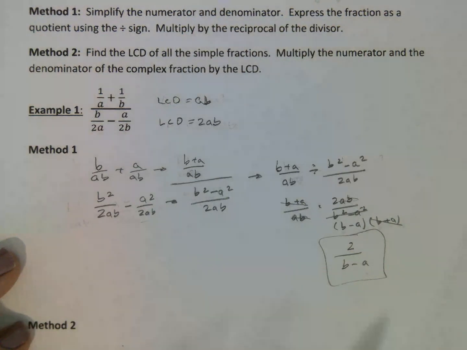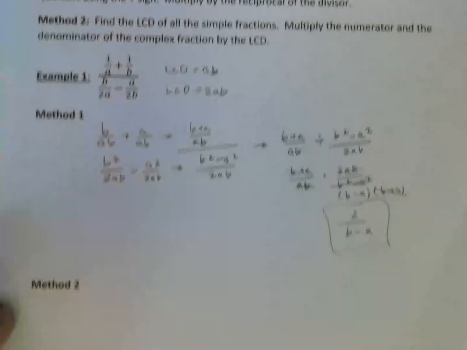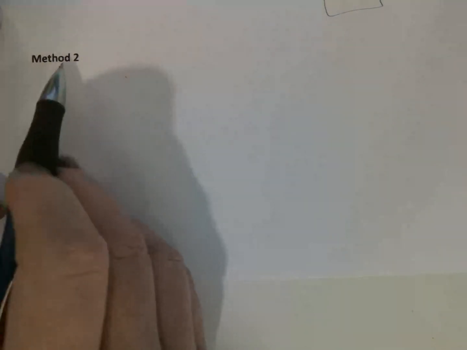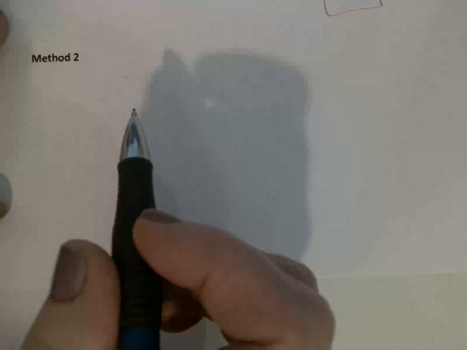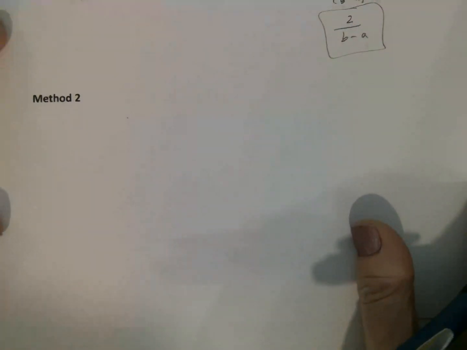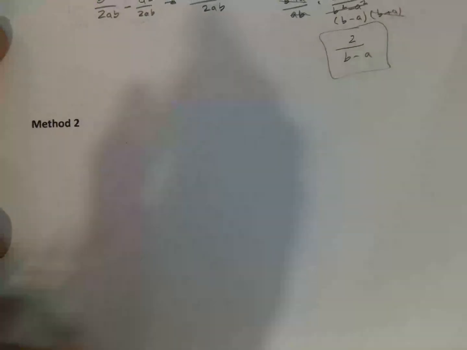And this is what I ended up with. Okay, the second method, let me move this up here, is very similar. The first thing you're going to do, though, is find the least common denominator of all the simple fractions. So I'm going to go ahead and rewrite this so you can actually see it again.